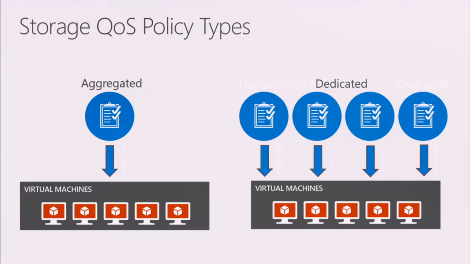A short word on these storage QoS policy types. I'm going to show how this works live in a moment. You have different policies. Either you want a policy which aggregates a certain amount of IOPS across all virtual machines you assign the policy to, or you have a policy where you want to guarantee a certain amount of IOPS, maybe in this case to each virtual machine, like Azure does.